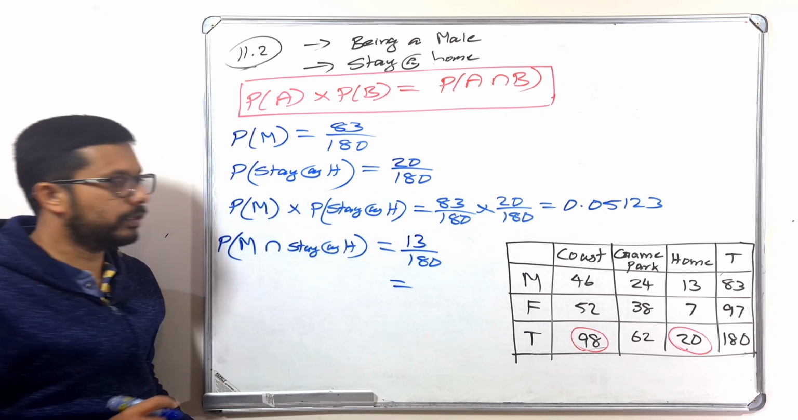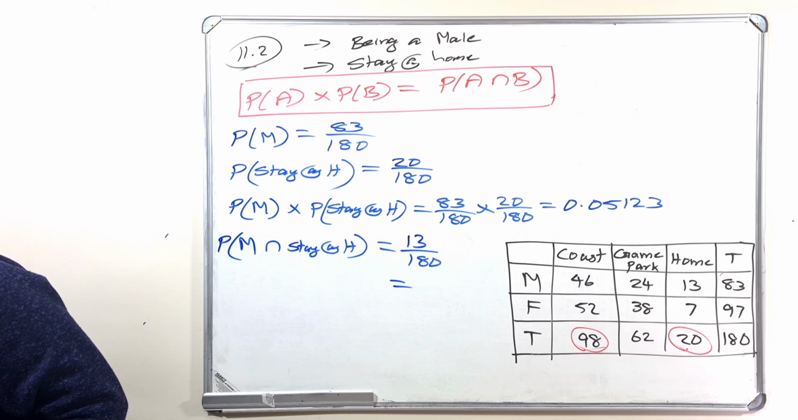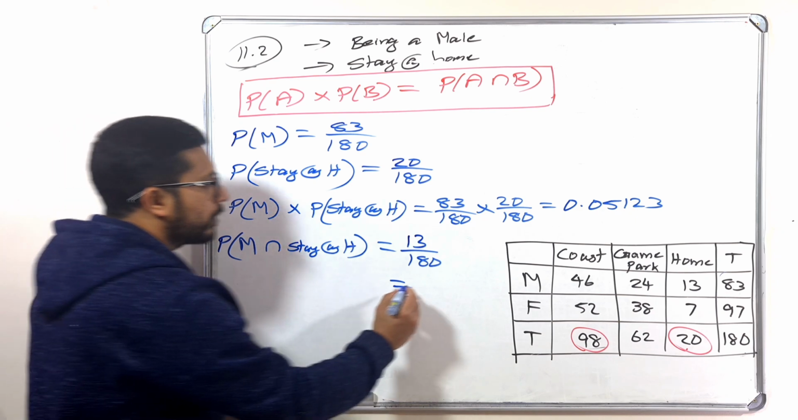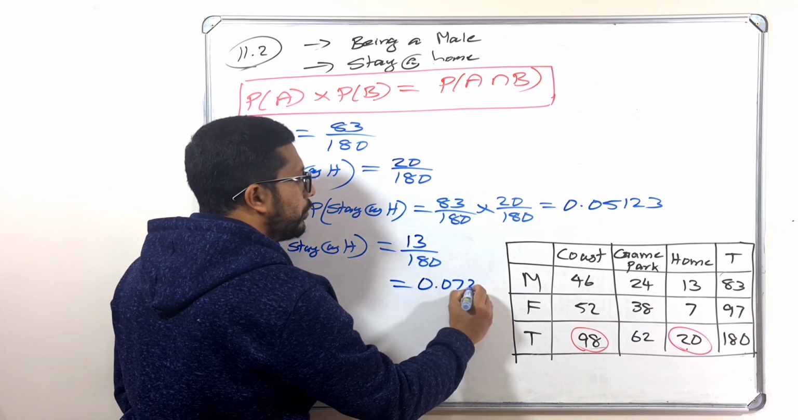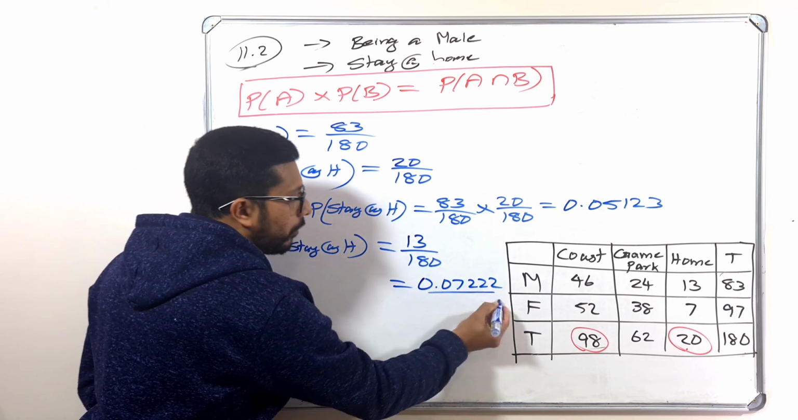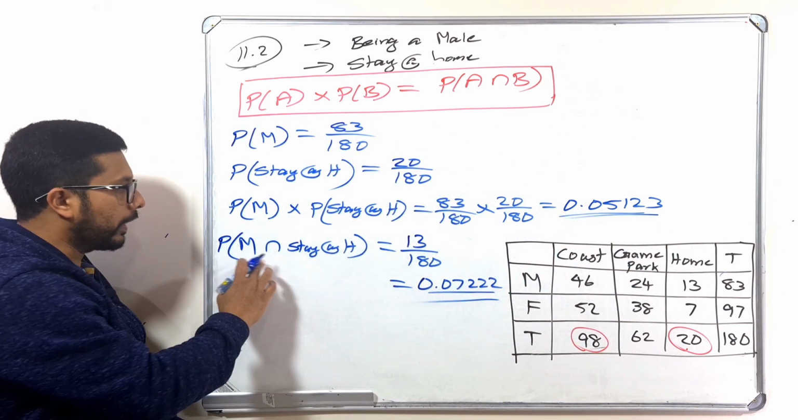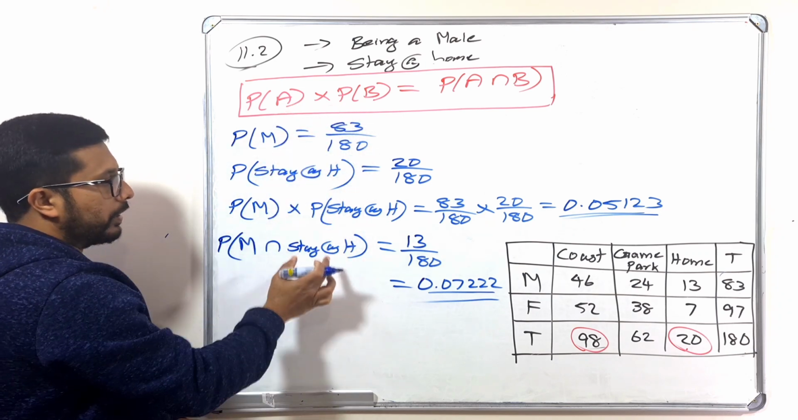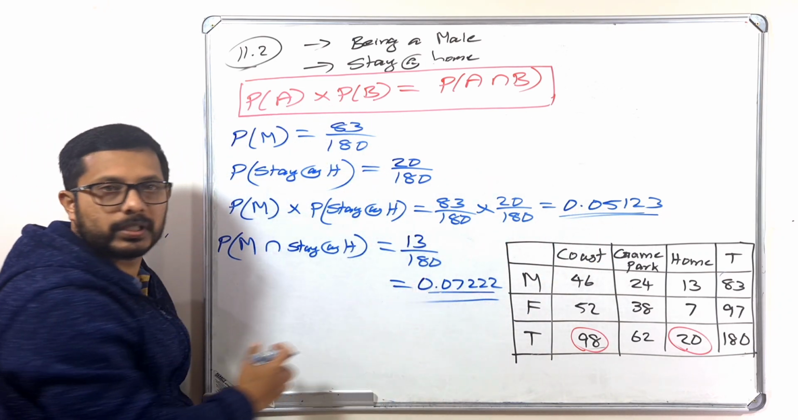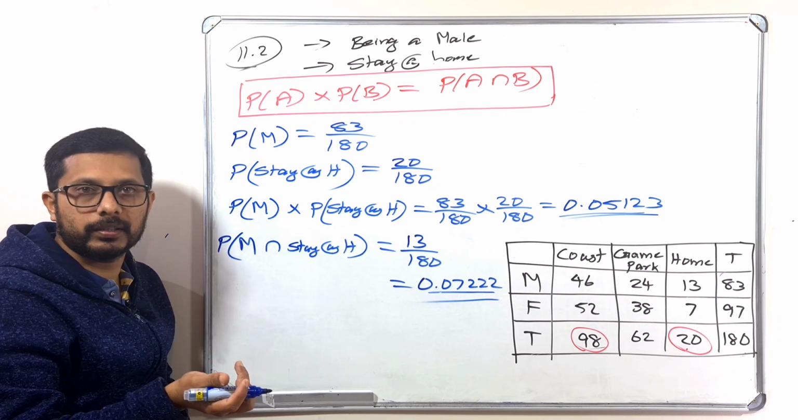Check in your calculator. What is the answer? It is 0.07222. Can you see this one? Left side, what is the answer? 0.05123. Right side, what is the answer? 0.07222. Both are different. Am I right?